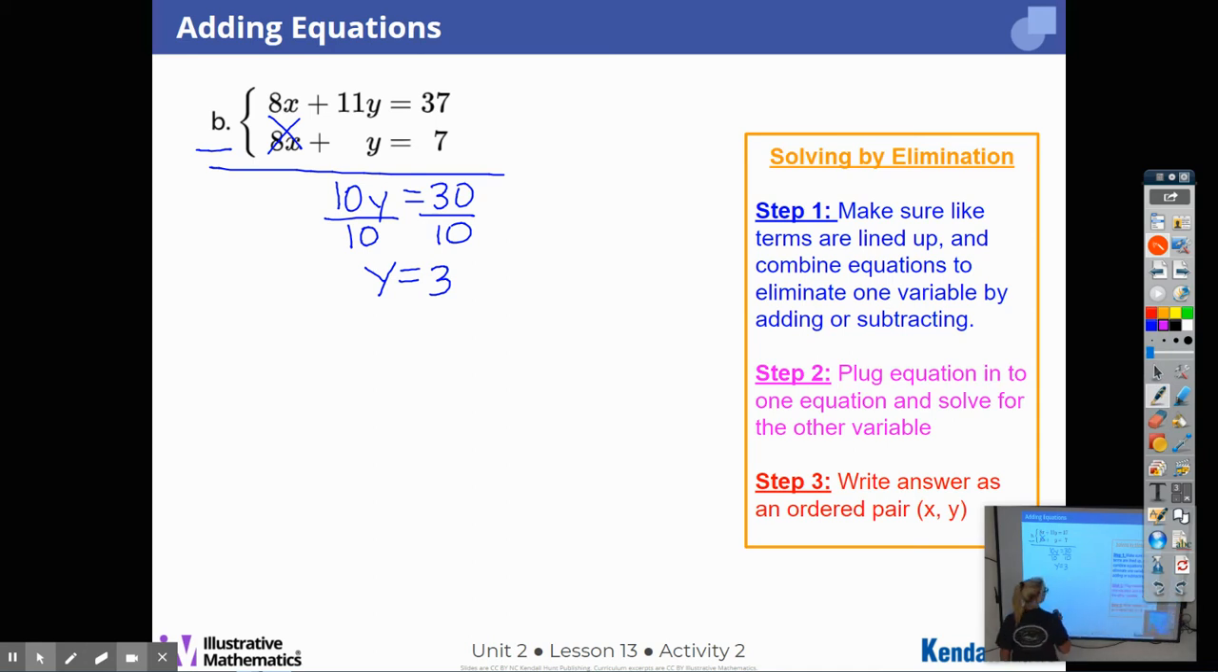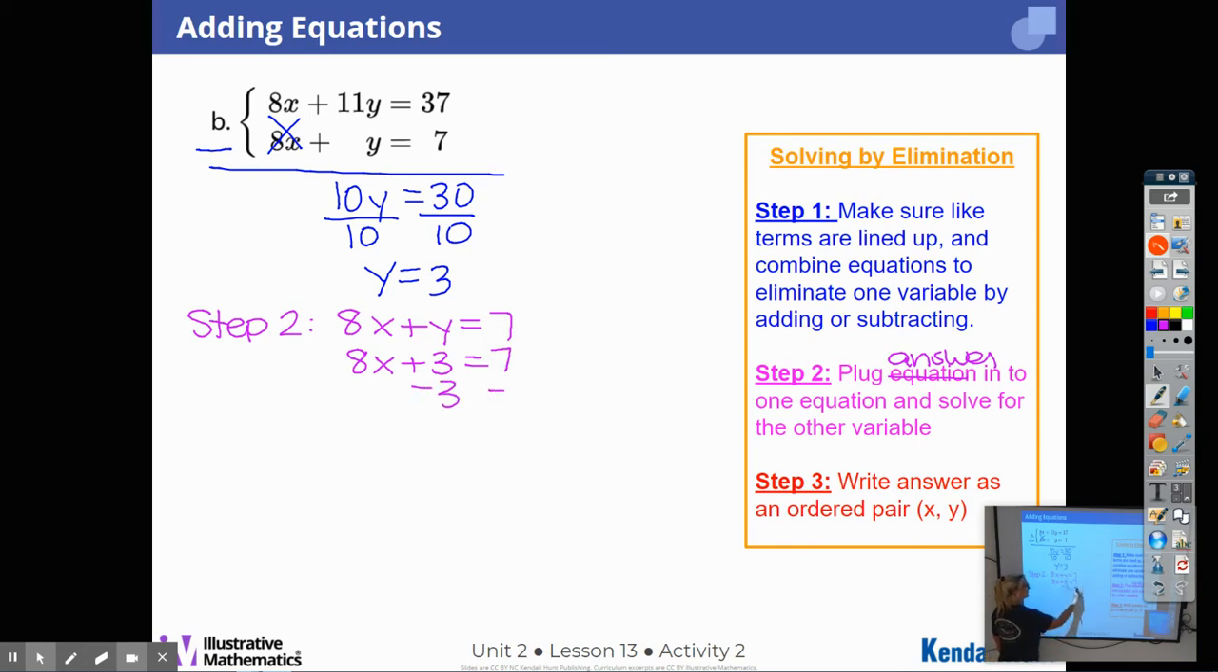All right, and then moving on to step 2, I'm going to plug the answer into the equation. So I'm going to plug in y, which is the answer. It doesn't matter which one we choose, but looking here, we've got 8x plus 11y or 8x plus y. So the second equation would be easier for us to solve for x. So let's use it. 8x plus y equals 7. And in place of y, I'm going to put 3.